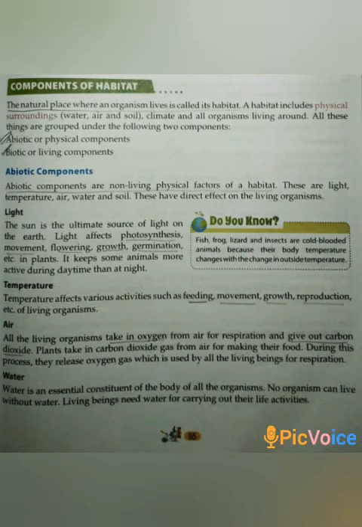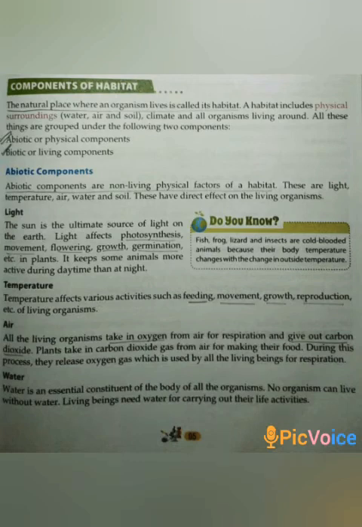Abiotic components are non-living physical factors of a habitat. These are light, temperature, air, water, and soil. These have a direct effect on the living organism. Then light. The sun is the ultimate source of light on the earth. Light affects photosynthesis, movement, flowering, growth, germination, etc. in plants. It keeps some animals more active during daytime than at night.